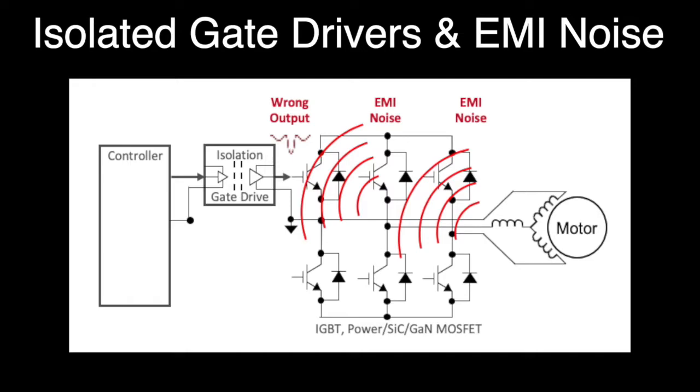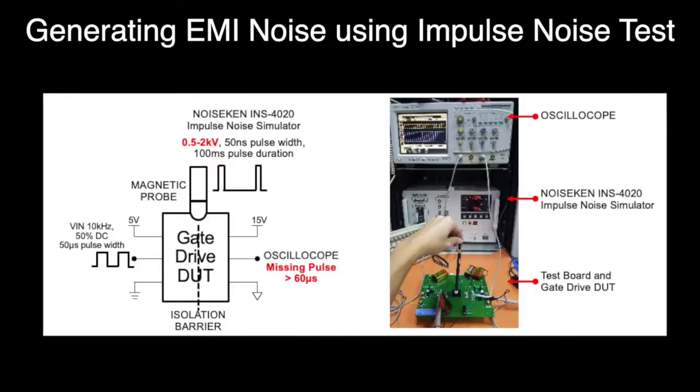Today's available galvanic isolated gate drivers use three different types of coupling, namely capacitive, magnetic, and light, for signal transmission across isolation barriers. We're going to use an impulse noise simulator to create EMI noise to see how it affects these three different couplings. To generate the EMI noise, we use a Noisecon INS 4020 impulse noise simulator. We will vary the impulse noise from 500 volts to 2000 volts with 50 nanoseconds pulse width.